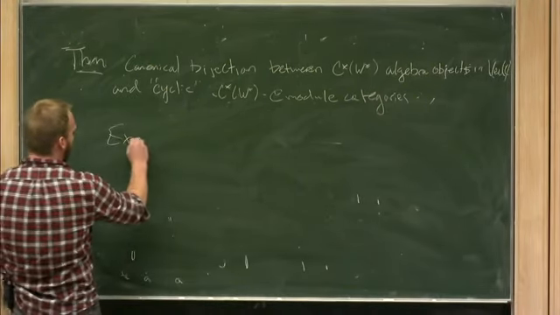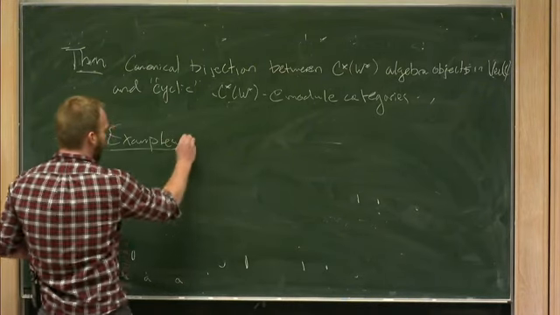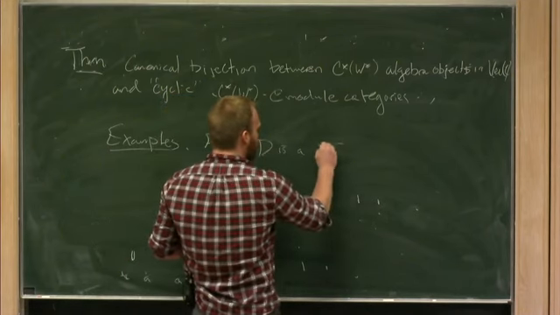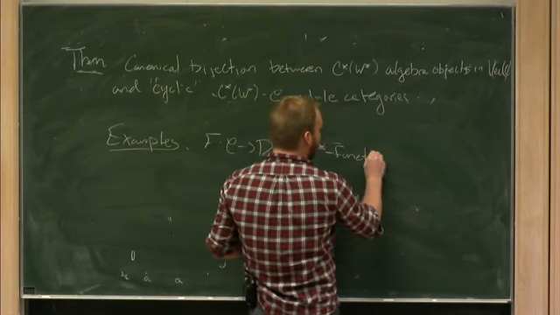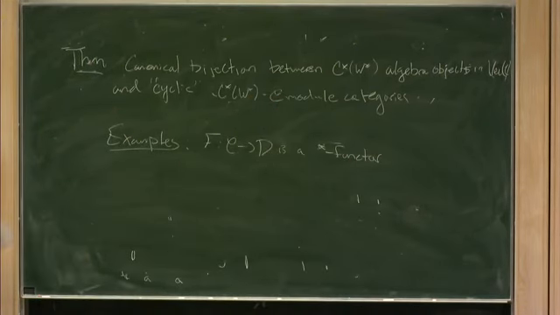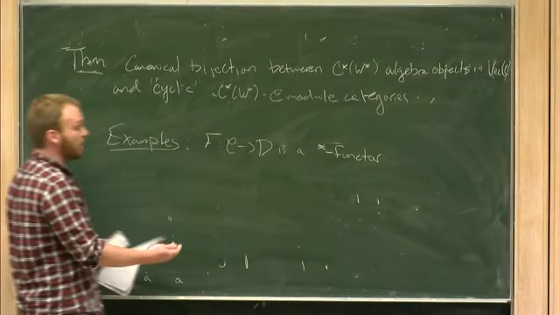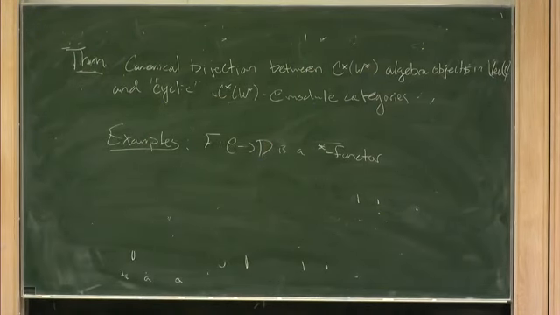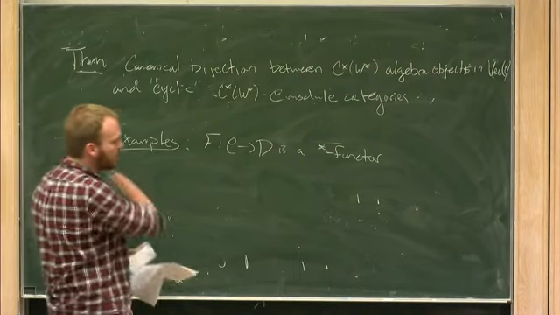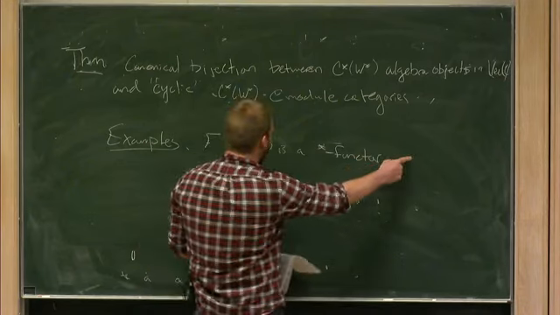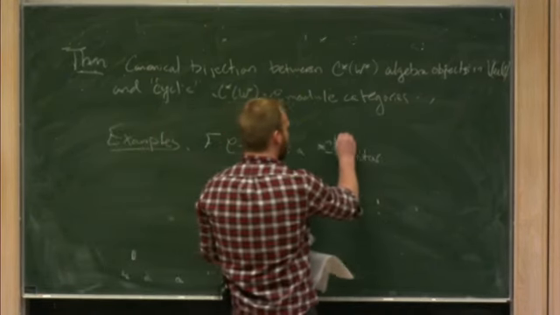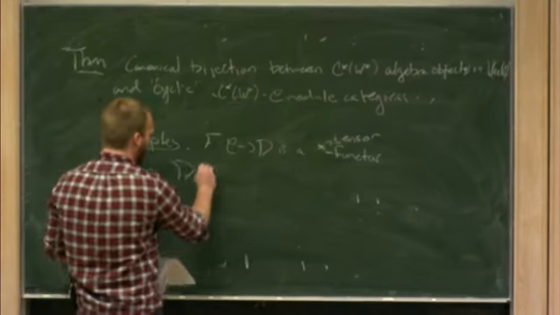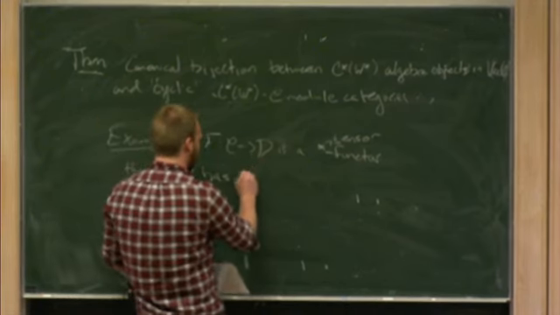So examples: anytime I have a tensor functor, if F from C to D is a star tensor functor, I don't need D to be a rigid C star tensor category at all. Maybe D is just a C star tensor category. Maybe it's the category of Hilbert bundles over a topological space or something. It doesn't have to satisfy any of these nice conditions, but if I have a star tensor functor, and tensor is important here, then D has the structure of a C star C module category.